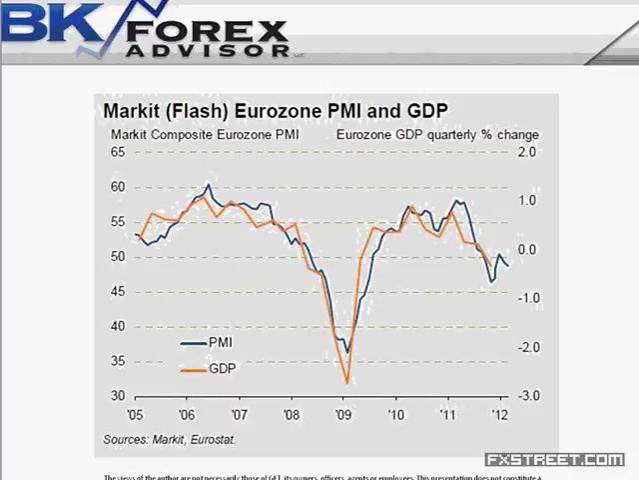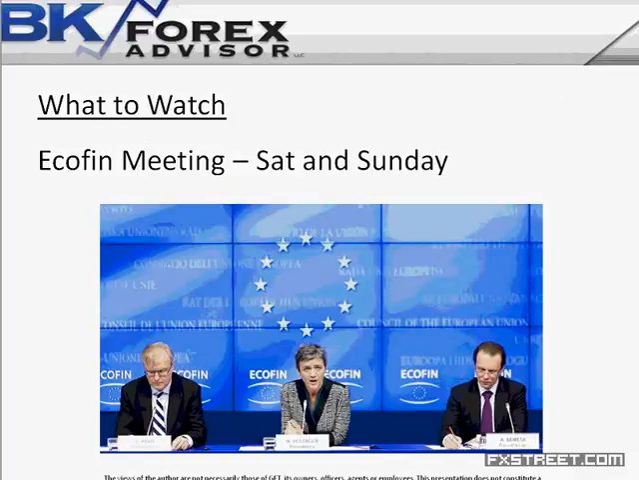So, one of the big event risks is that we've got an ECOFIN meeting this Saturday and Sunday, and that is something that could resurrect the uncertainty that we have in the Eurozone right now. Because as you see, the Eurodollar is performing very nicely this morning. It's trading at 133.22, and this rally could be sustained if we don't have any bad news from the Eurozone.